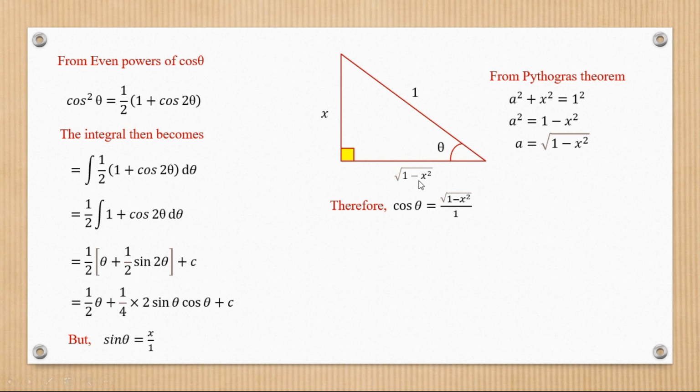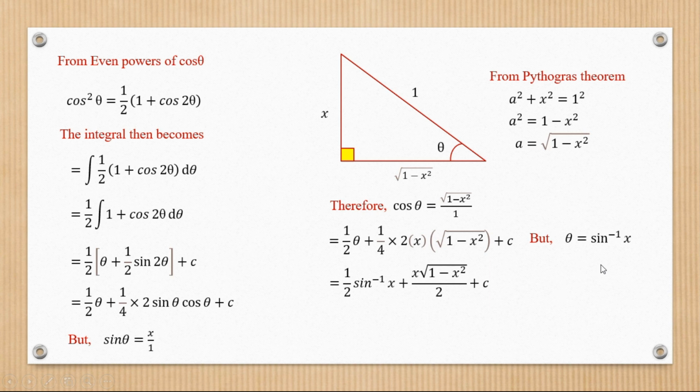Now with that value, we know that cos theta is actually adjacent over hypotenuse. So we know what the adjacent is, so it's going to be this divided by 1, which is basically the square root of 1 minus x squared. So we substitute that back in also. We know that sine theta is x, and cos theta is the square root of 1 minus x squared. But we also remember that theta is equal to sine inverse of x.